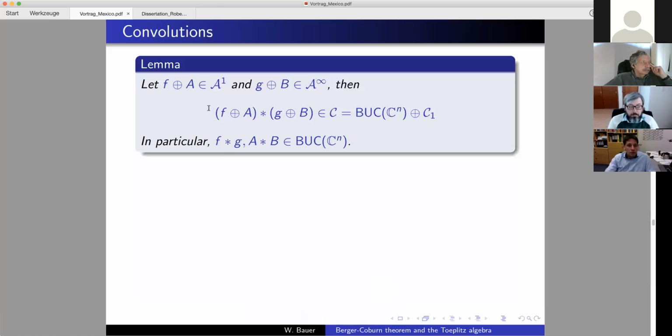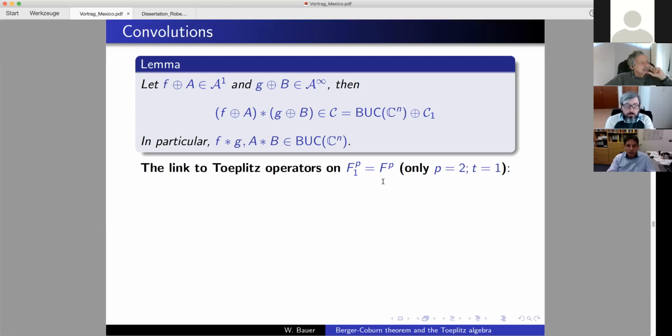There's a small observation: if I take f plus a in A1, so f an L1 function, a a trace class operator, and g plus b in A infinity, a bounded function and bounded operator, and I take the product, I get something in the space of bounded uniformly continuous functions, and here in this space C1, the C-star algebra, which consists of all continuous elements in the bounded operators with respect to this conjugation map W z. Okay, so that's just a very general framework, and I want to explain where the link to Toeplitz operators is.